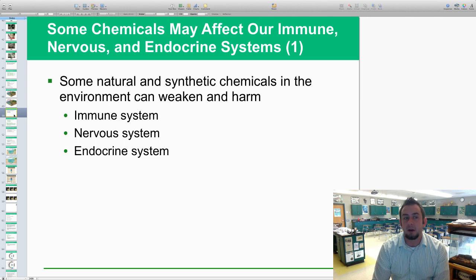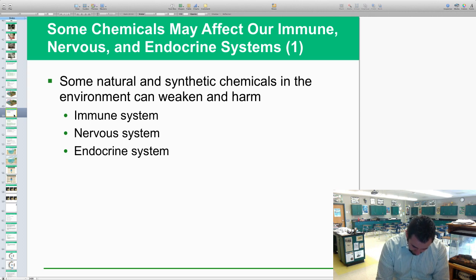Some chemicals may affect our immune, nervous, and endocrine systems. They think that some natural or synthetic, which means man-made, chemicals in the environment can weaken or harm our immune system, nervous system, and endocrine system. The immune system, just to break it down for you, is specialized cells and tissues that protect the body against disease and harmful substances, forming antibodies and rendering invading agents harmless. So it's kind of the bouncer of the club of our body, making sure everything's okay and regulating everything.